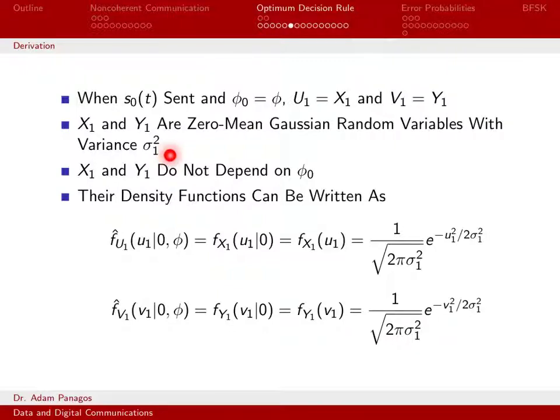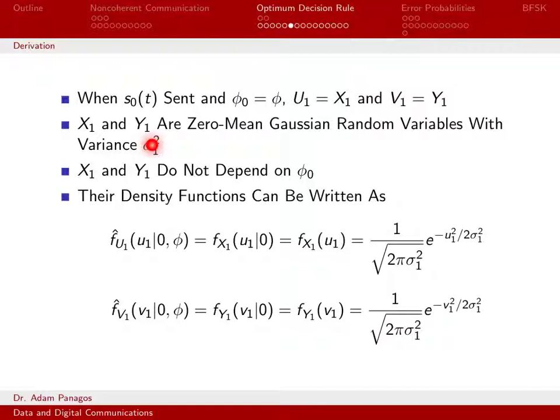They're zero mean, and their variance was sigma 1 squared. So remember, there was a dependence on i. For S0 being sent, the variance before on the previous charts, we had sigma 0 squared, which was N naught over 2 times the norm of w0 squared. Now we have the variance being sigma 1 squared, which is just N naught over 2 times the norm of w1 squared. So if you go back to previous charts, we had an expression written down exactly for what this was. One thing that's interesting is there is no dependence on phi for X1 and Y1. We did have a dependence on phi for U0 and V0, but we don't have it here.